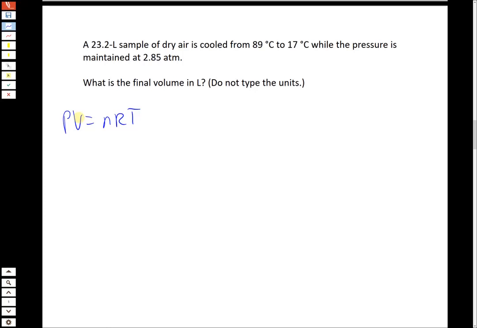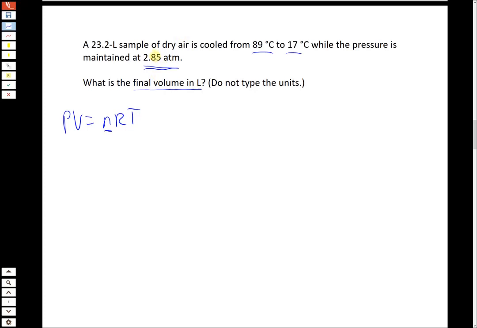All right, so in this problem here, we're changing the temperature, so that one's definitely changing. And we're asking for the final volume, so volume is going to be changing. But we're not telling you anything about how much gas we have, so we're going to assume it's the same amount of gas in both cases. Number of moles is the same. And also, we gave you a numerical value for pressure, but the pressure is maintained at 2.85 atmospheres. That means the pressure is not changing.